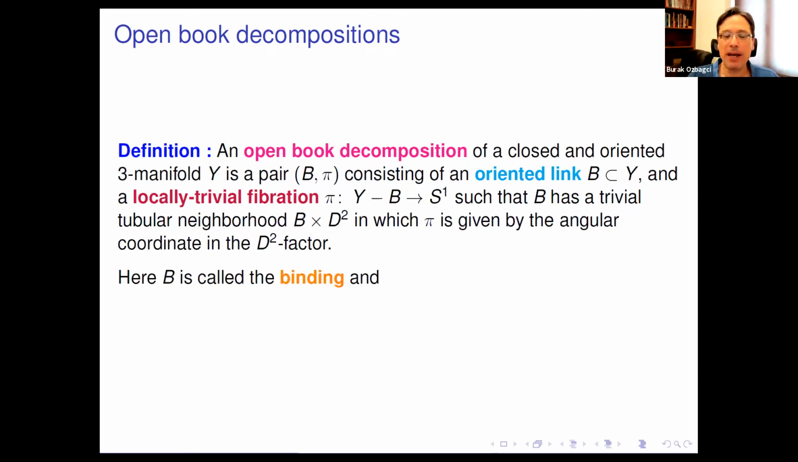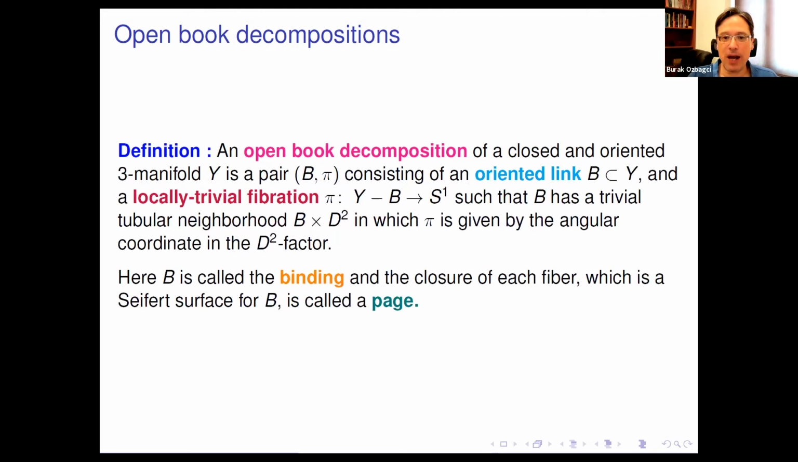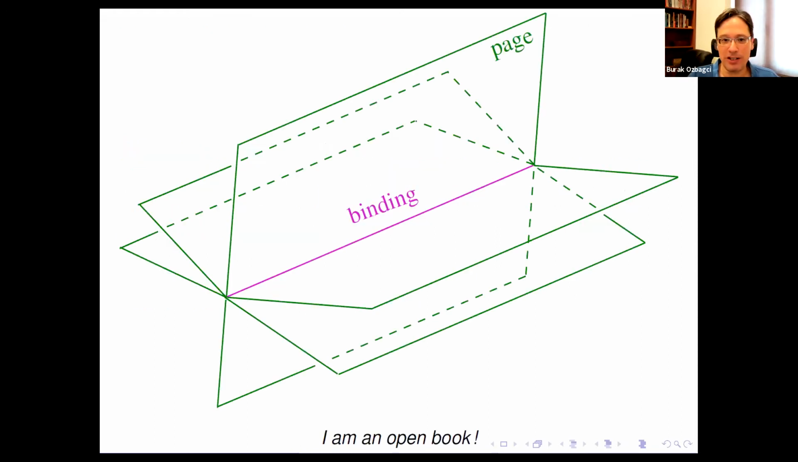Here, B is called the binding, and the closure of each fiber, which is a Seifert surface for B, is called the page. It will be clear in the next slide why this is called an open book. So here is a schematic picture of an open book. The binding is a link in the 3-dimensional manifold, and the pages have boundary exactly the binding, and it is supposed to look like an open book, as I tried to illustrate in this slide.